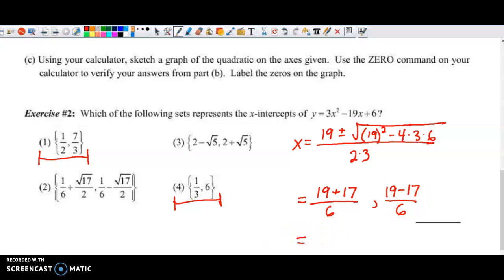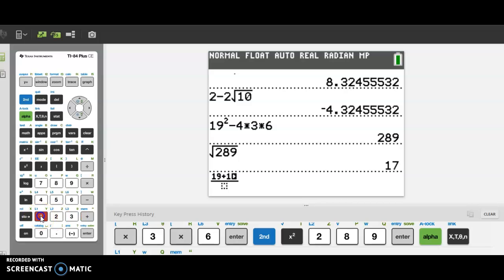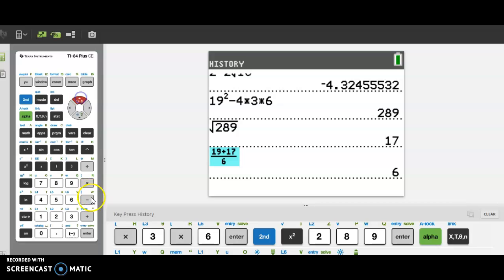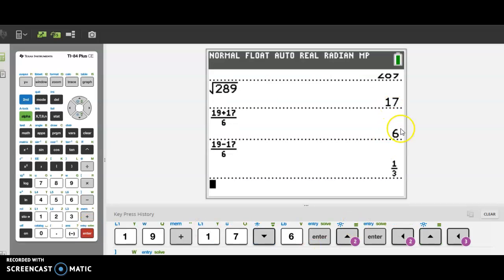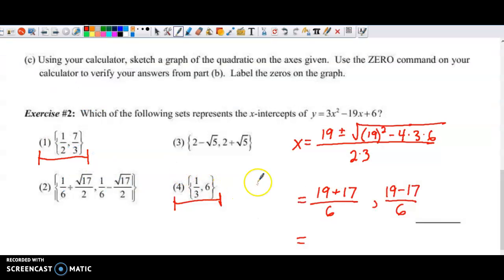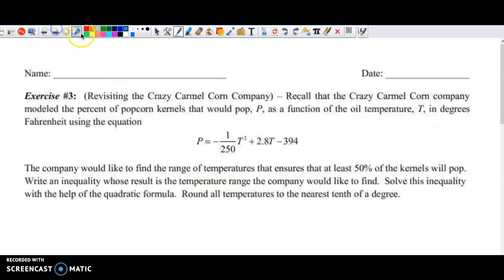And again, you can use a calculator. If you're not good at doing 19 plus 17, it does come out to be a very nice number, all over 6. And then I can go up and just grab that equation and change that plus to a minus. There you go. 6 1/3, and 1/3. So I do realize there are other ways of answering this question, but anytime we're asking for the x-intercepts, we are doing the zeros.